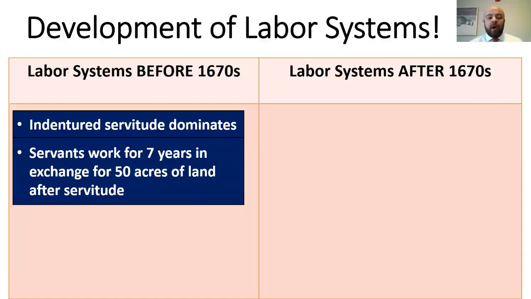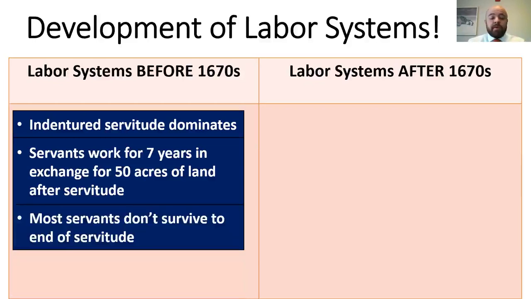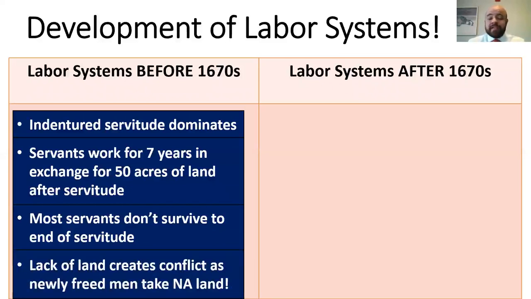Under this system, as we already discussed, servants served about 4 to 7 years in exchange for receiving a plot of land after their servitude was up. However, while this sounds appealing, most servants didn't actually survive till the end of their servitude. Most of them died due to the harsh conditions that they labored under. But even if they did survive to the end of their servitude, a lot of times there wasn't a ton of land available, especially as we got into the 1650s and 60s. So they began encroaching on Native American territory, which led to conflicts with Native Americans.